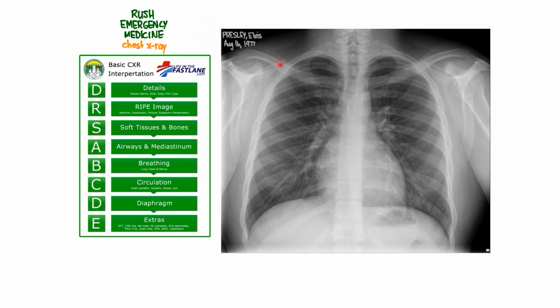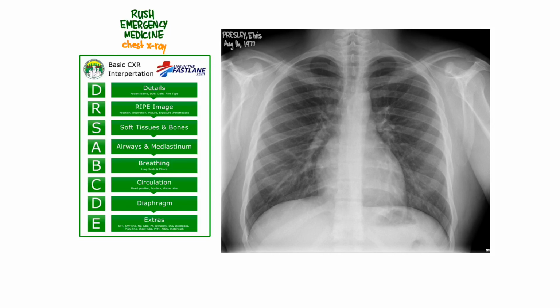So the first thing you want to do is look at the details of the films. Now, in the old days, when we used to actually have actual films that were not attached to the patient's electronic medical record, it was easy to mix them up. So you would make sure that you looked at the name and the date on the film. It's still a good practice to do, but hopefully now in the medical record, when you are in a chart, you will only see this person's film. Next, you want to see that you have a RIPE image, and that stands for rotation, inspiration, picture, and exposure. So let's go through all of those.